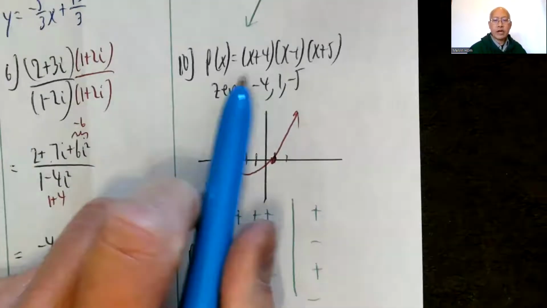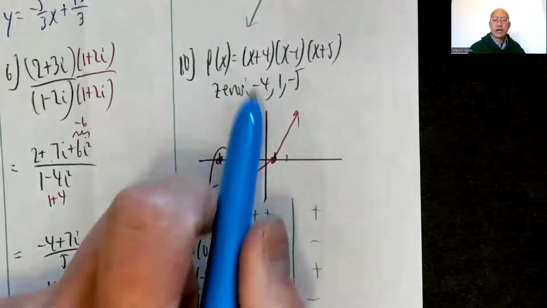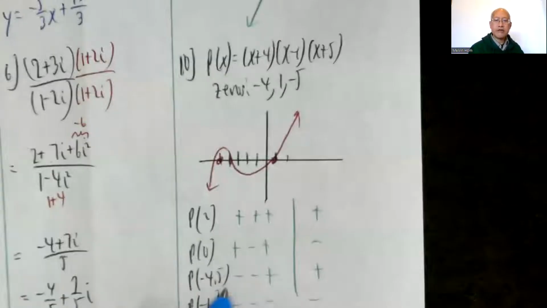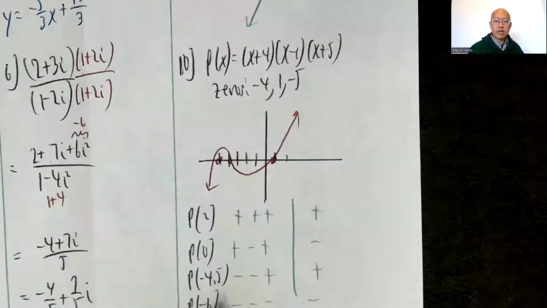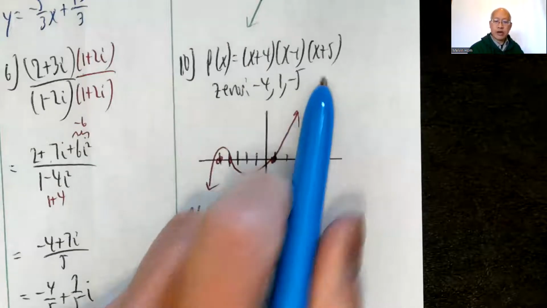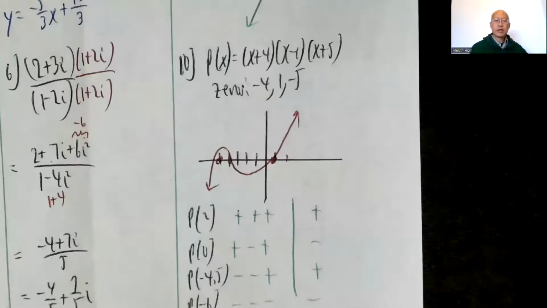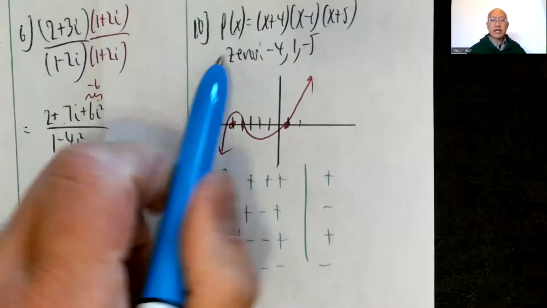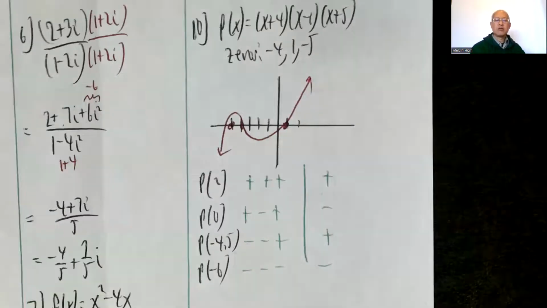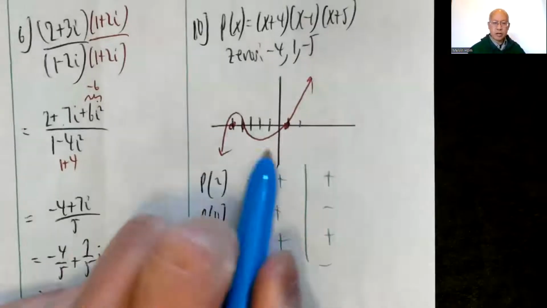Between negative 5 and negative 4 is negative 4.5. Negative 4.5 plus 4 is a negative. Negative 4.5 minus 1 is a negative. Negative 4.5 plus 5 is a positive. So negative times a negative times a positive is positive, so it goes up. And P of negative 6: negative, negative, negative. So the whole thing is negative. So it looks something like this.